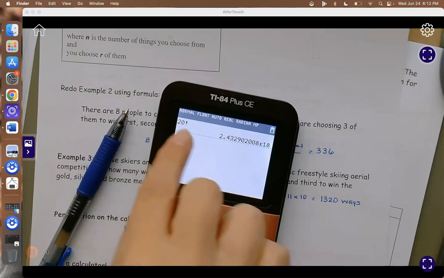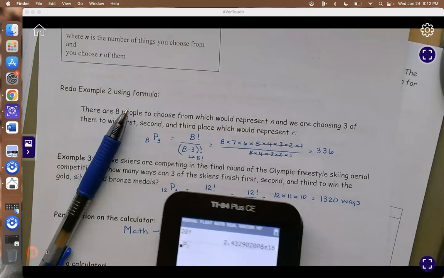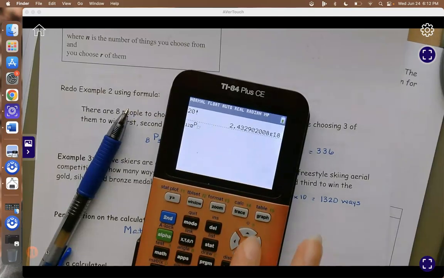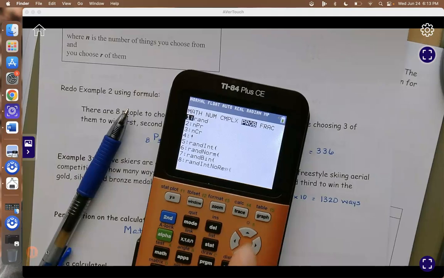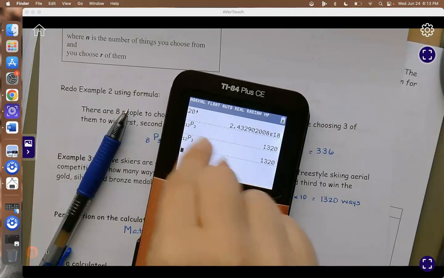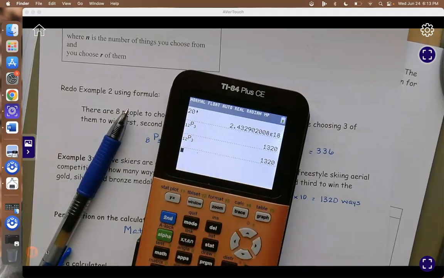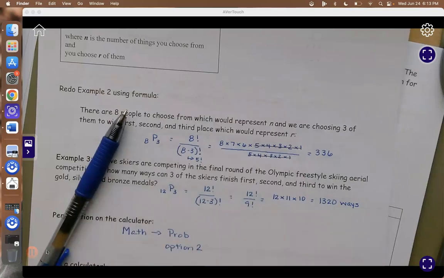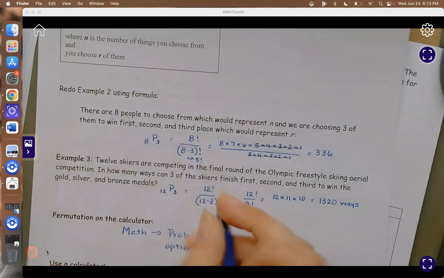So what you would have to do is type in, let's say we were going to do this last problem, 12 nPr 3. So that's how you do it on this calculator. And then you'd hit enter and it'd be 1320. But on the old calculator, you would type in 12, math over the probability, option 2, and then you would hit the 3, and then you would hit enter. So it doesn't give you blinky boxes. You have to type in the order you want to see it on the screen. Okay, so that's that. It's nPr.